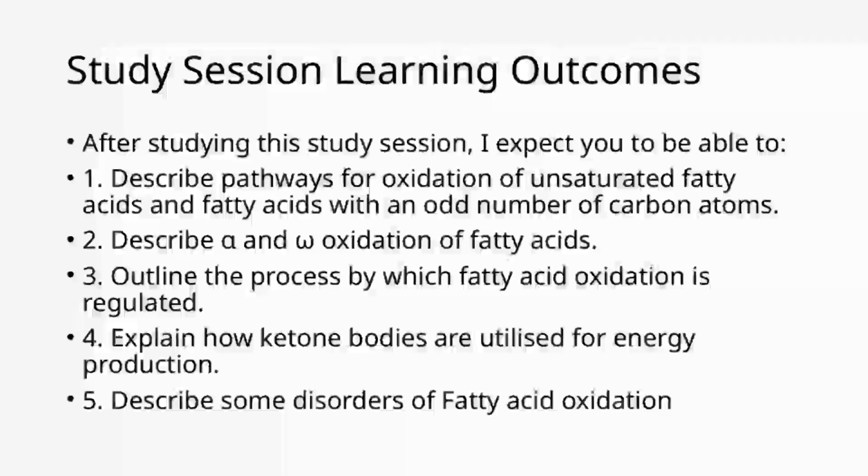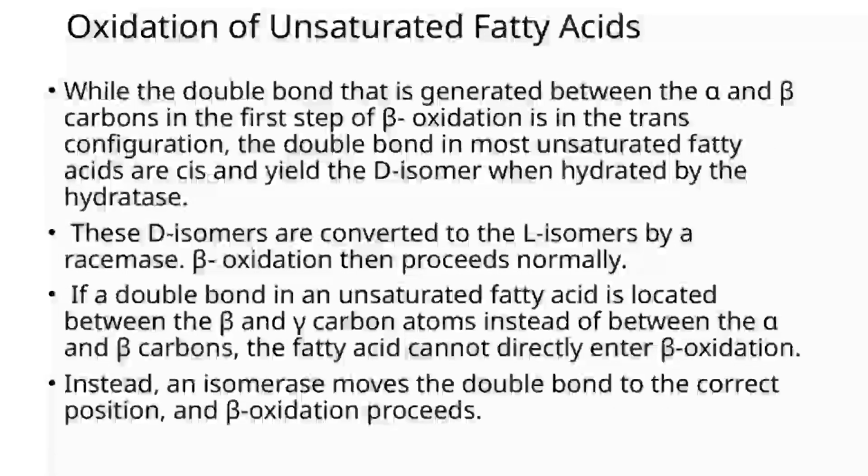When we look at the first step of beta-oxidation, the double bond formed between the alpha and beta carbons is in the trans configuration. However, most unsaturated fatty acids naturally have cis double bonds, which are different in structure. When these cis double bonds are hydrated by the enzyme hydratase, they typically produce D-isomers. These D-isomers can't continue directly through beta-oxidation, so they are converted into L-isomers by an enzyme called racemase. Once converted, beta-oxidation can proceed normally.